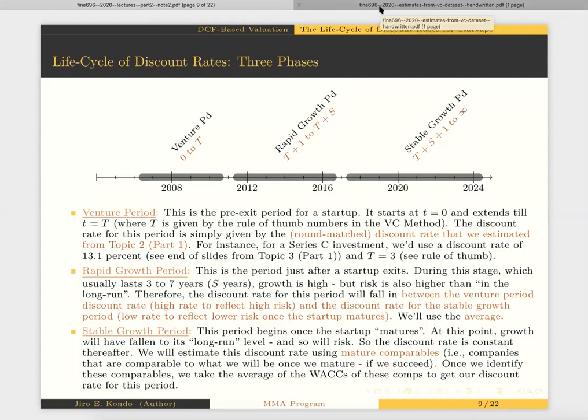So I would use the same R for those two industries, so long as they're both raising, say, a Series B.